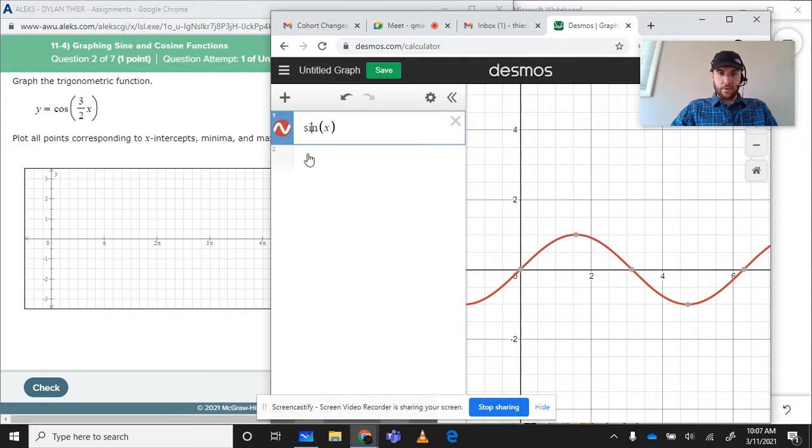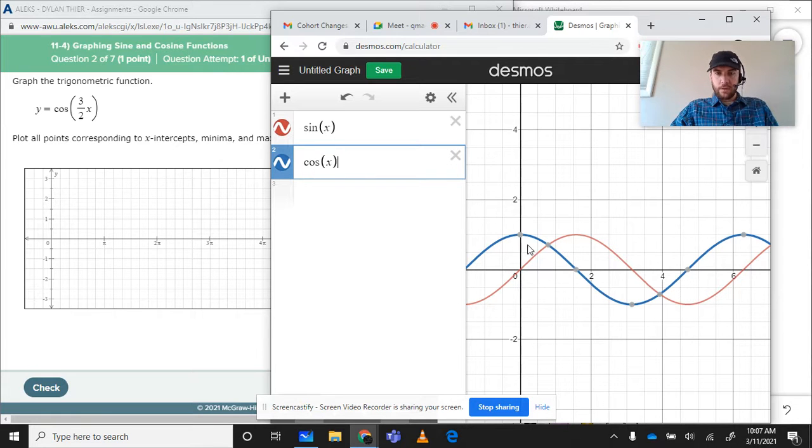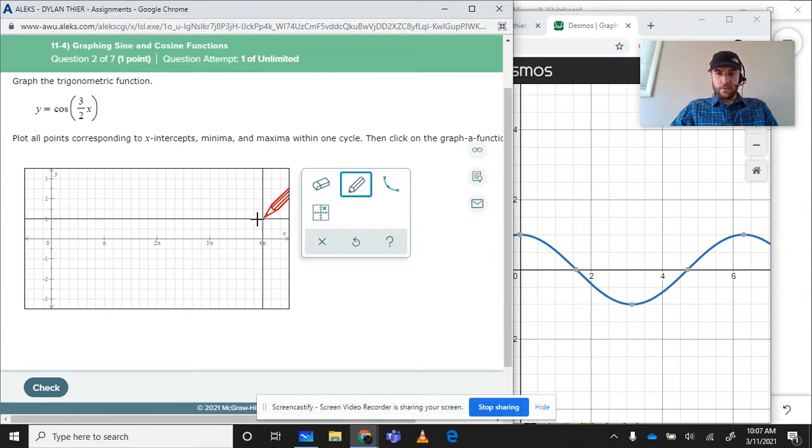Cosine looks very similar to sine. Only difference is that it starts at 1, heads down to -1, comes back to 1. So it only has 2 x-intercepts within its cycle. Okay, so same thing here. We would just do the same. I would usually plot the first point.